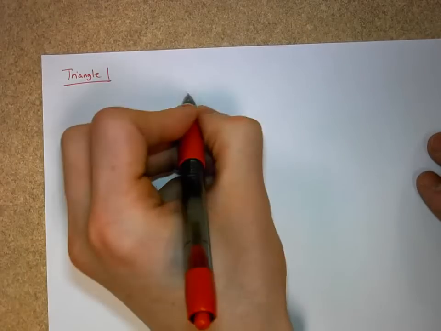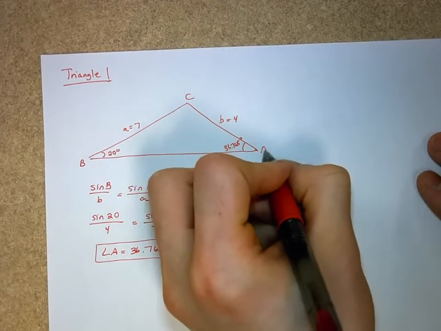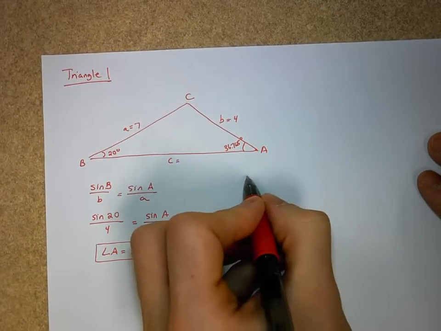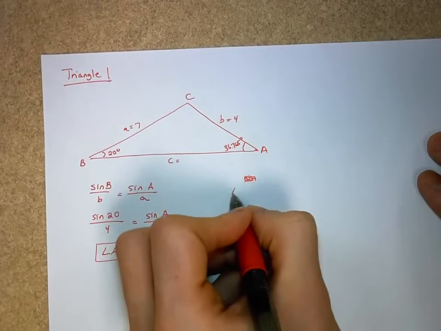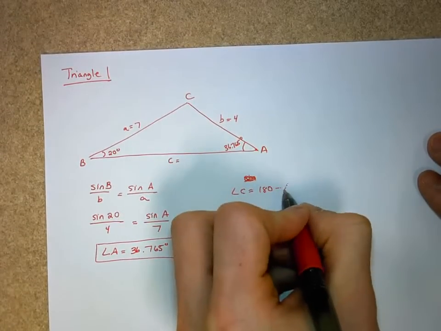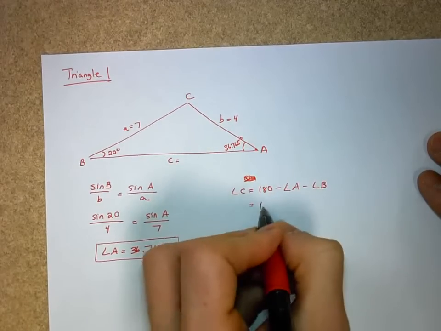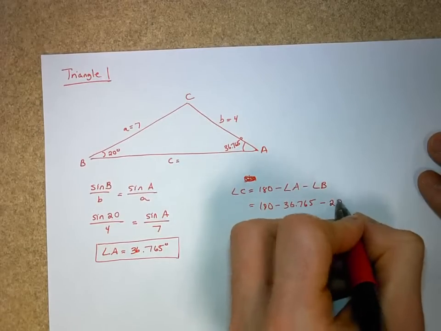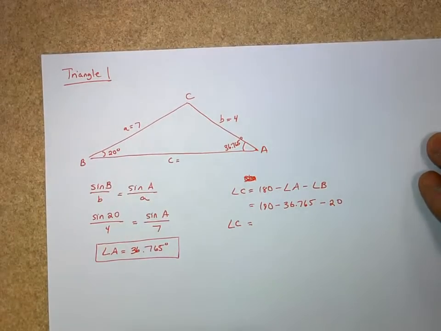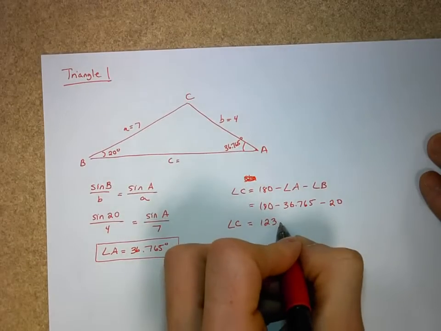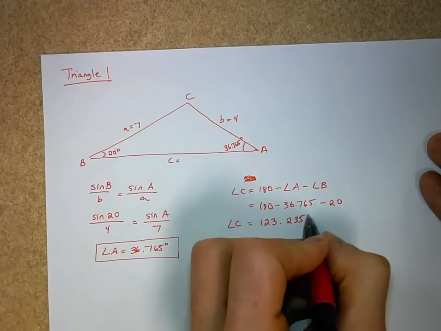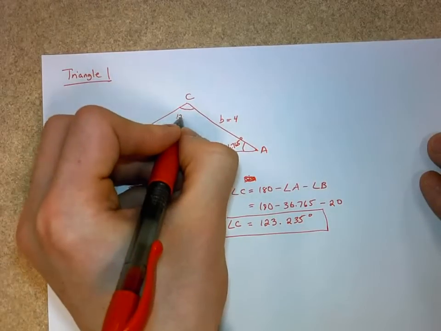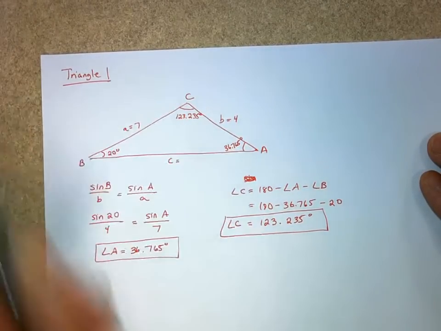We can then find angle C, which would be up here, and then we can find side C. So angle C, we'll use the fact that there's 180 degrees in a triangle, and we'll subtract angle A from angle B. So 180 minus 36.765 minus 20. So angle C will be 123.235 degrees. So this up here would be 123.235 degrees.